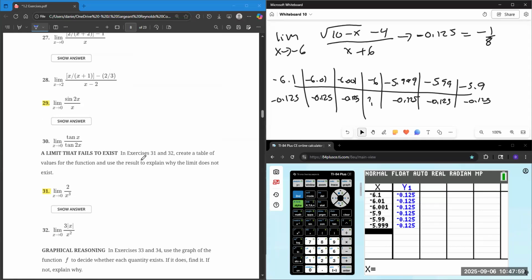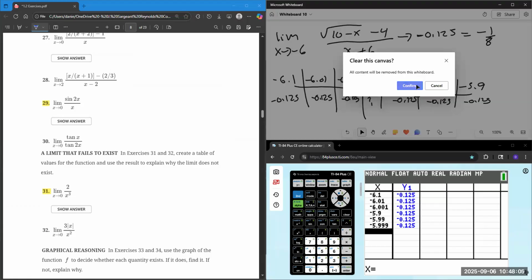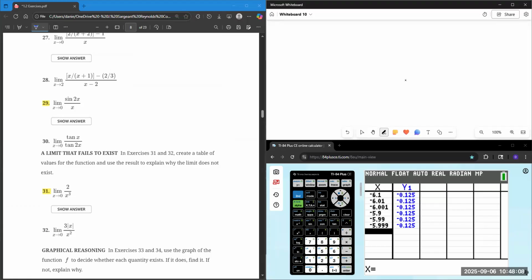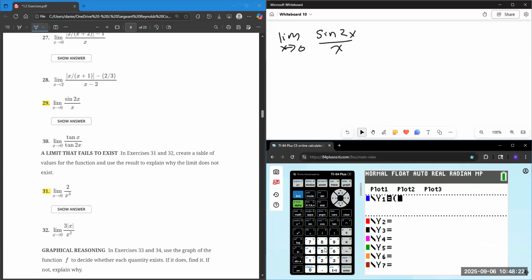Right? So now at number 29. Limit as x goes to 0 of sine of 2x divided by x. Again, make sure you're in radian mode for this. So sine of 2x divided by x, and we don't know what happens at 0.